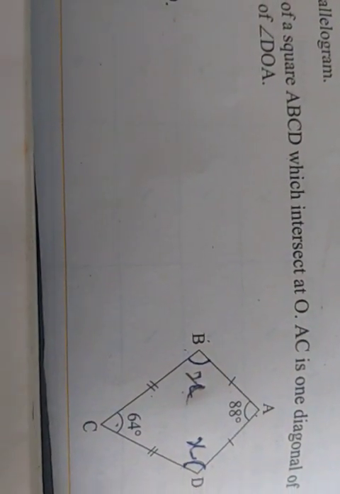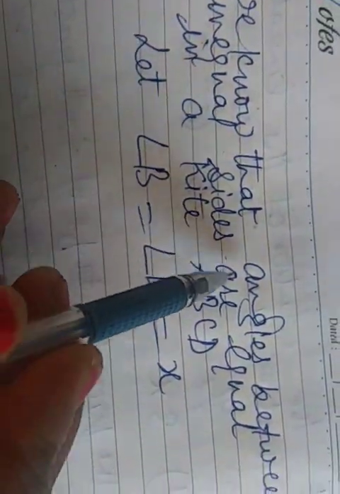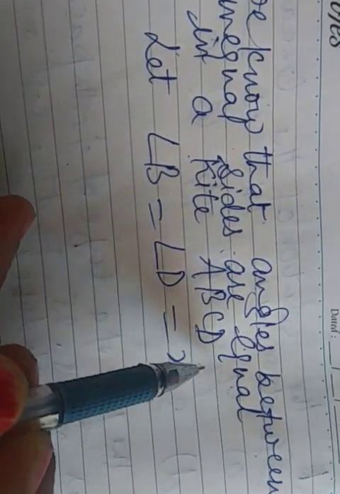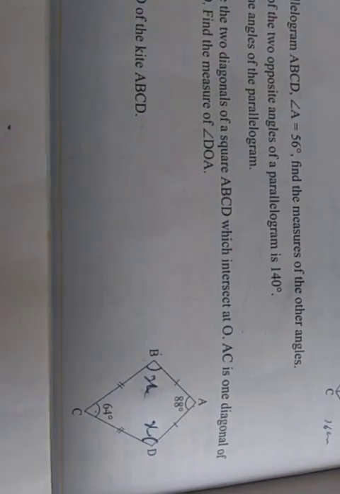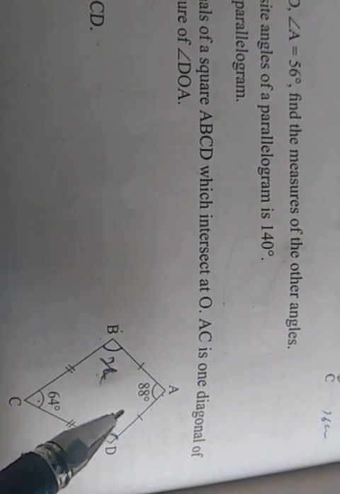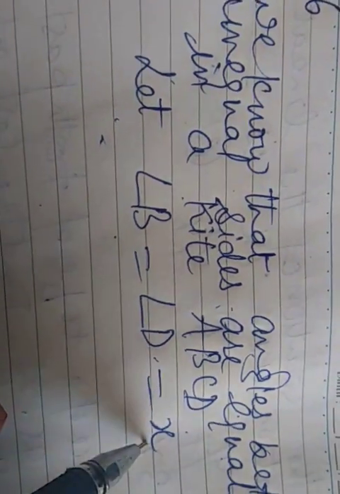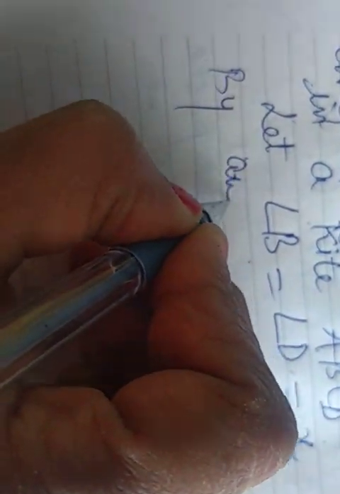So let angle B be equal to angle D, and that is equal to X. Both the angles are equal to X. So by angle sum property, you know कि in a quadrilateral the sum of all the 4 angles is equal to 360 degree.